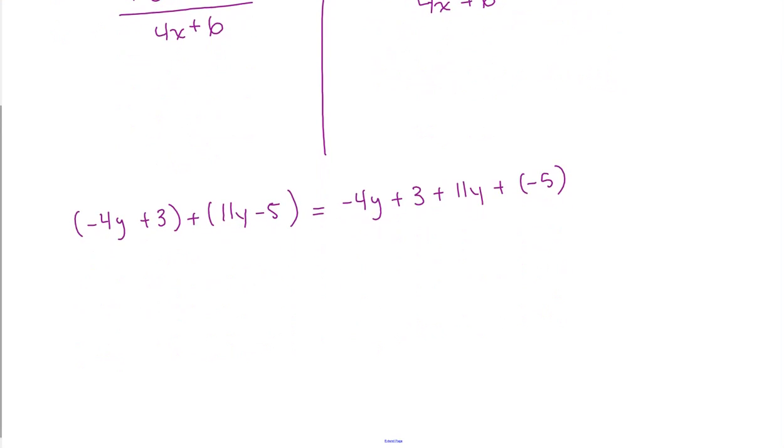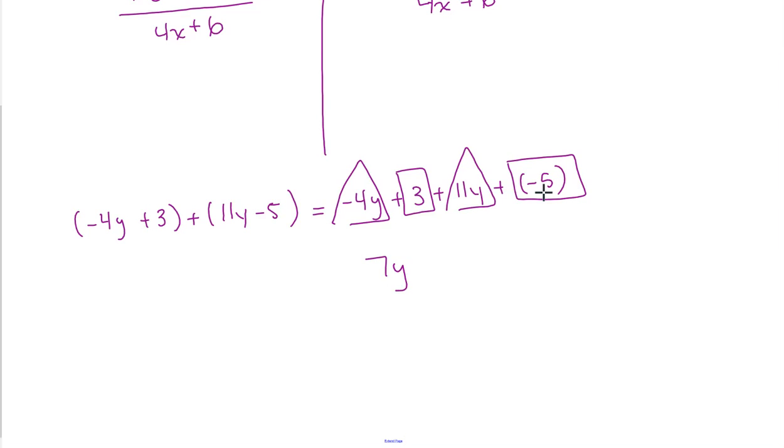So let's see here. We have negative 4y, we have 11y, and we have 3, and we have negative 5. So let's group those together. Negative 4y plus 11y is 7y, positive 7y. And negative 5 plus 3 is negative 2. So we're left with 7y minus 2.